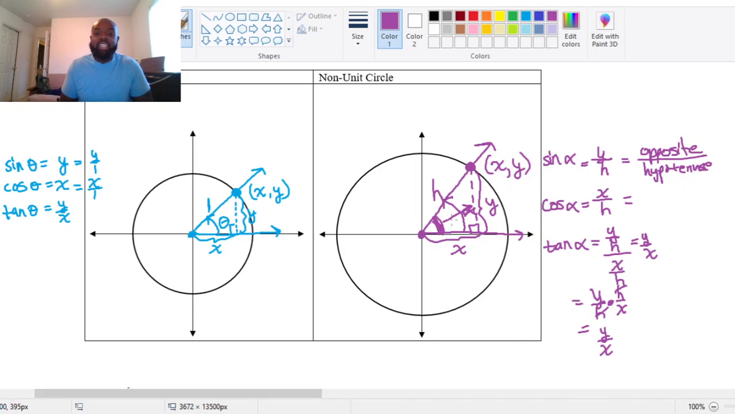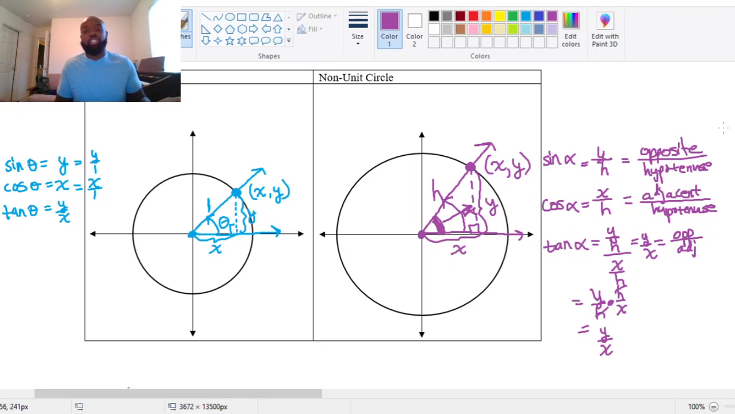And then cosine, since it's one of the side lengths that make the angle alpha. The angle alpha includes your hypotenuse as one of the rays and your x as the other ray. So we call this the adjacent side, and that's the hypotenuse. So cosine is adjacent over hypotenuse. And since tangent is y over x, and y is the opposite and x is the adjacent, we call that opposite over adjacent.